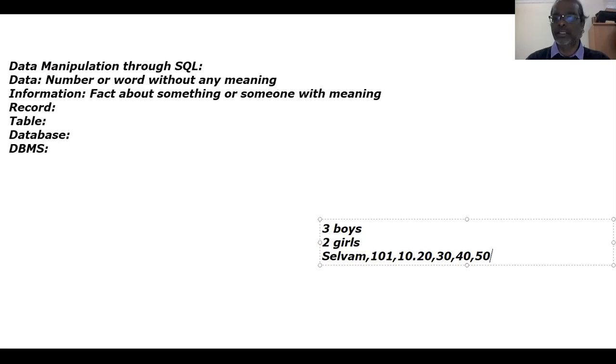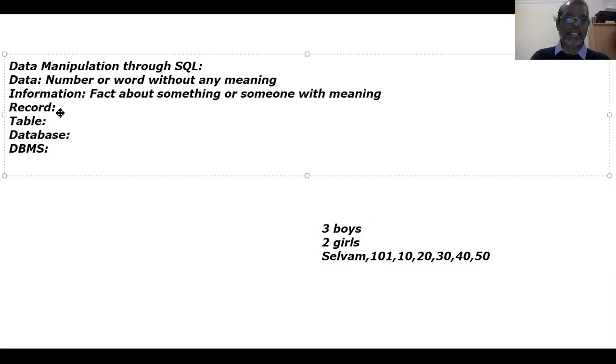Out of 3 boys who are there, Selvam is one boy. So 101 is his registration number. 10 is his Tamil mark, 20 is his English mark, 30 maths, 40 science, 50 history and geography. This is the mark list for Selvam. So here we have 1, 2, 3, 4, 5, 6, 7 data. All are interrelated. All are details of Selvam. That is what is called a record.